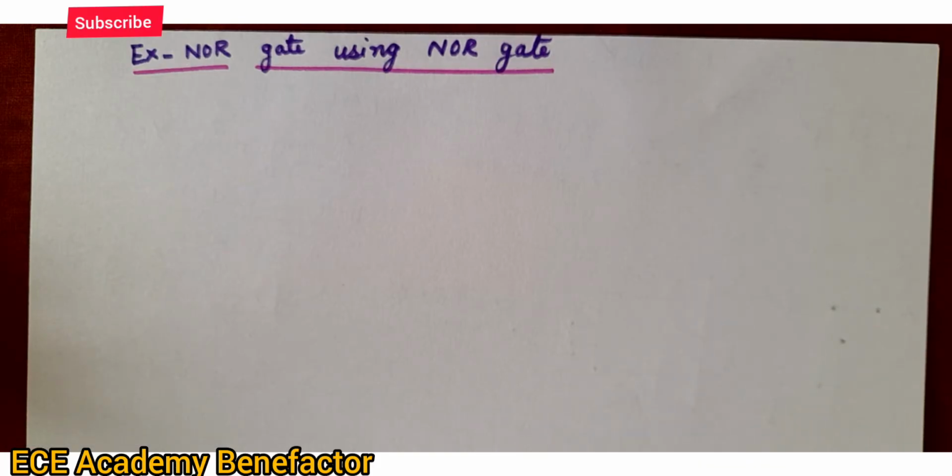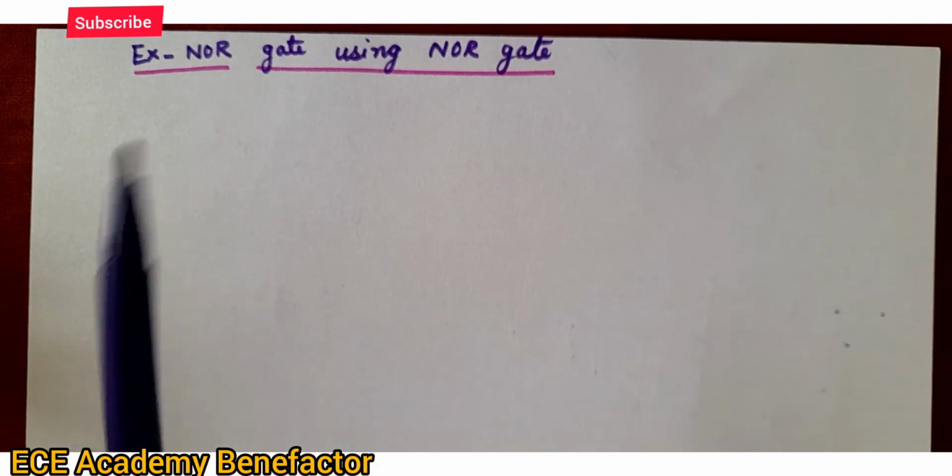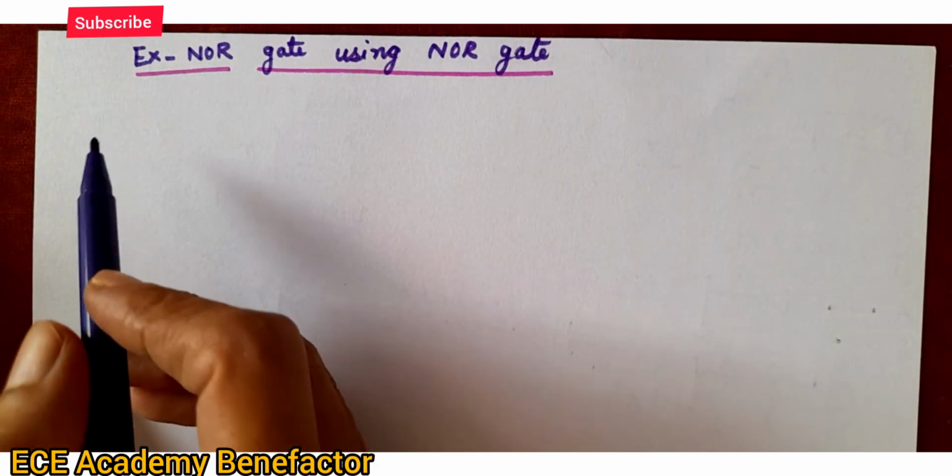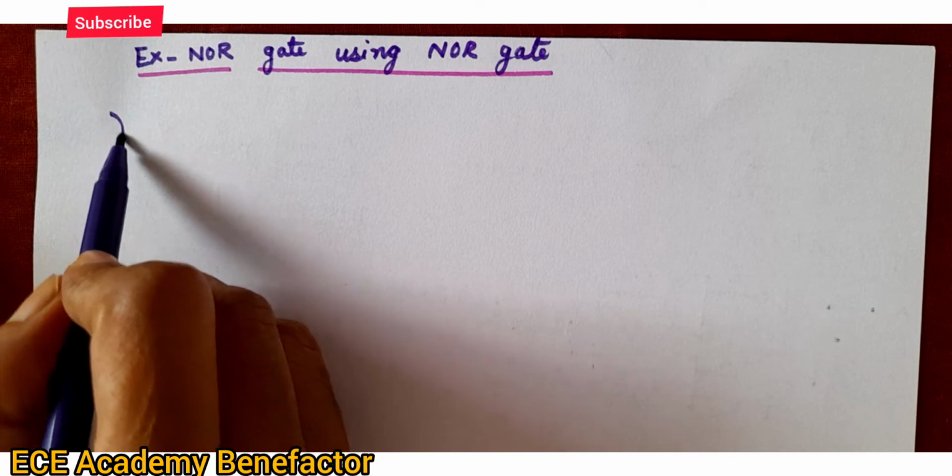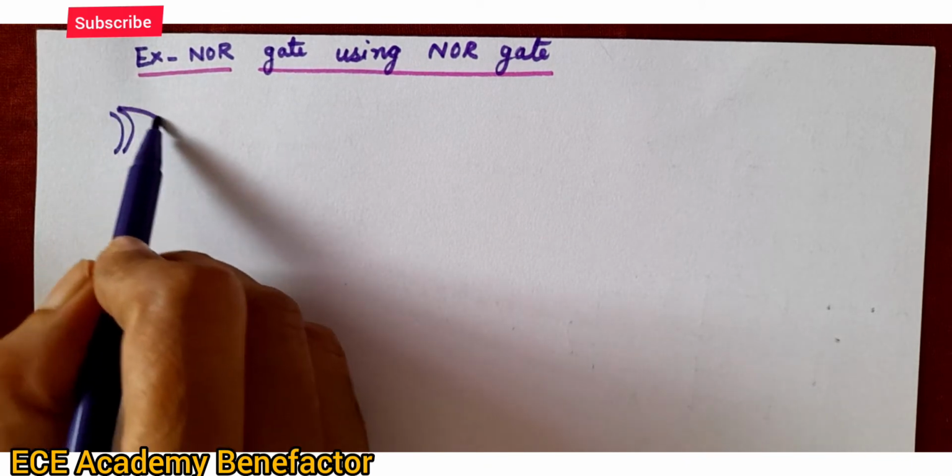In this class, I will be explaining how to implement XNOR gate using NOR gate. Okay, let us start the class. Let us see first what is the symbol of XNOR gate. XNOR gate's logic symbol is this one.